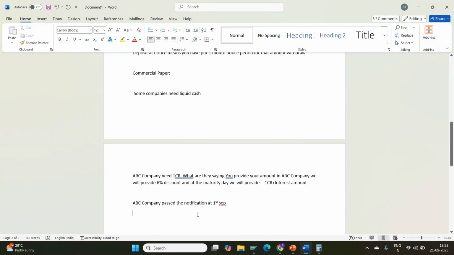See, what will you do? 6% discount means XYZ person might deposit that amount in ABC with 94 lakhs rupees. Why? There is 1 CR, but they pass a 6% discount we are giving. But you are giving only 94 lakhs. Have you understood?